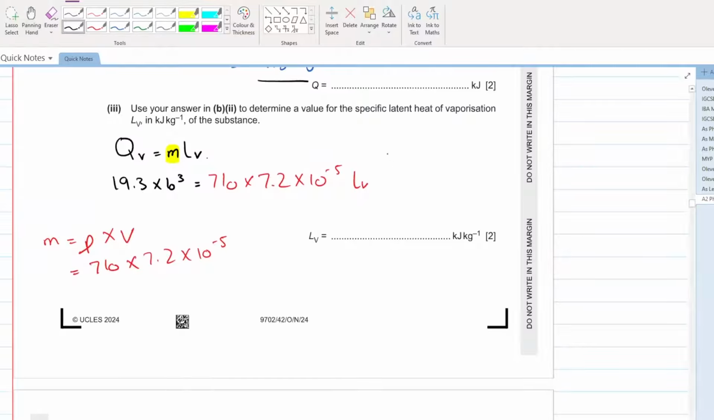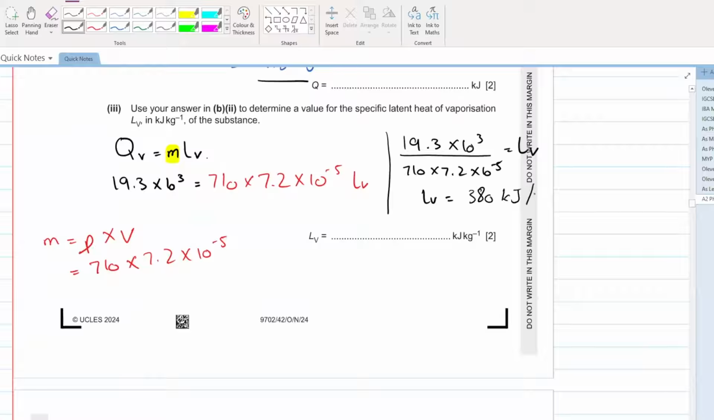Can you calculate Lv? Yes, you can calculate Lv by 19.3 into 10 raised to the power of 3 divided by 710 into 7.2 into 10 raised to the power of minus 5, which is equal to your Lv. What does your Lv come out to be? Any geniuses in the chat? My Lv comes out to be 380 kilojoules per kg. Simple. This is your answer, 380 kilojoules per kg. You can calculate it as well.